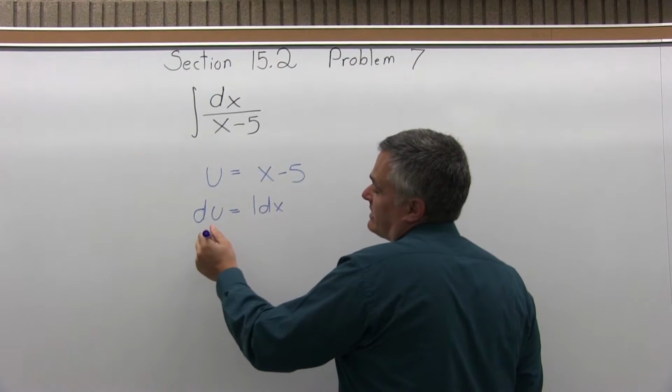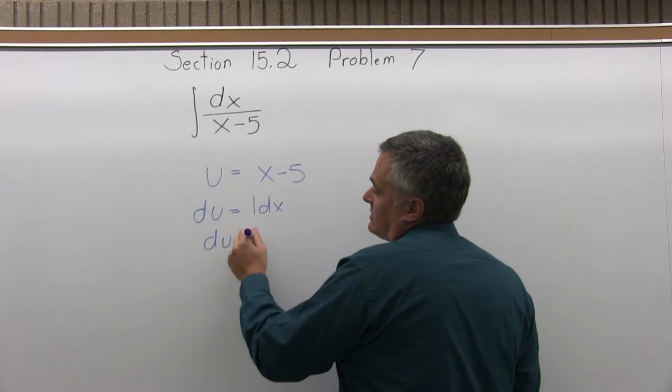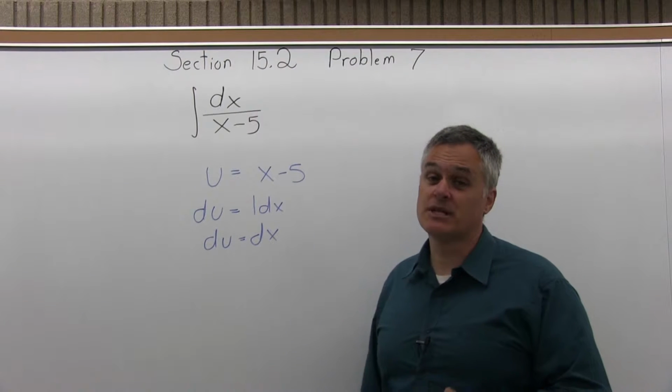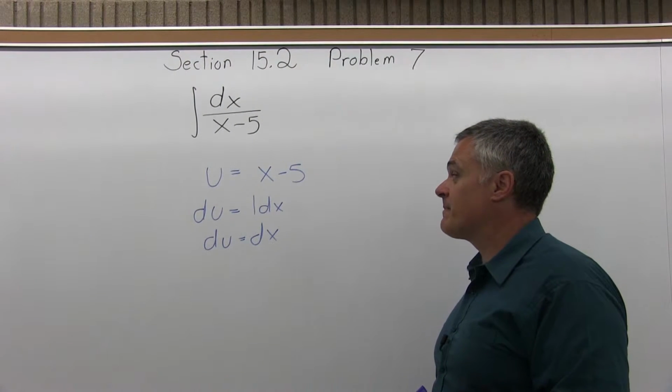And 1 dx, you don't really need to bother to write the 1. Just say du equals dx. 1 times dx, of course, is dx. 1 times anything just stays the same.